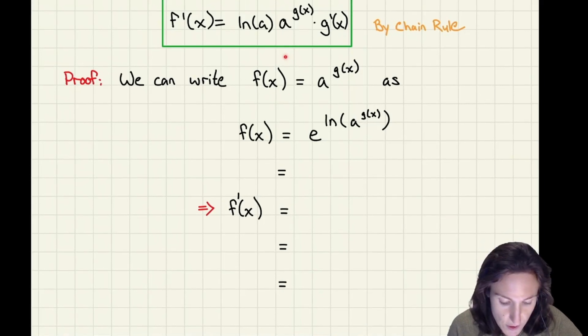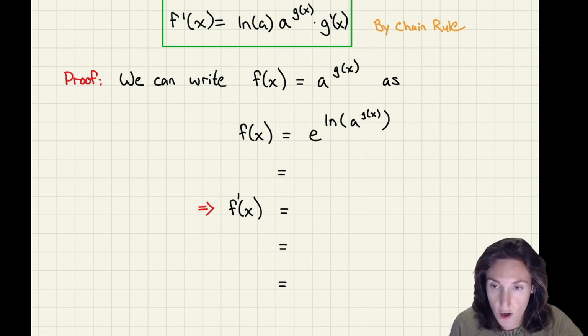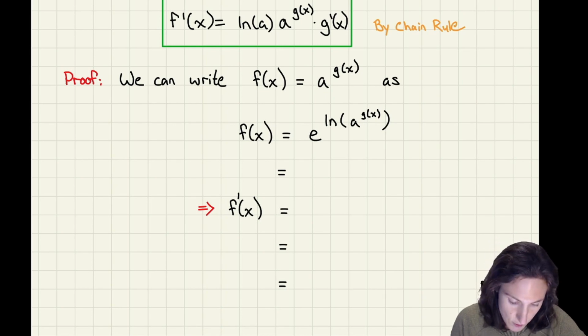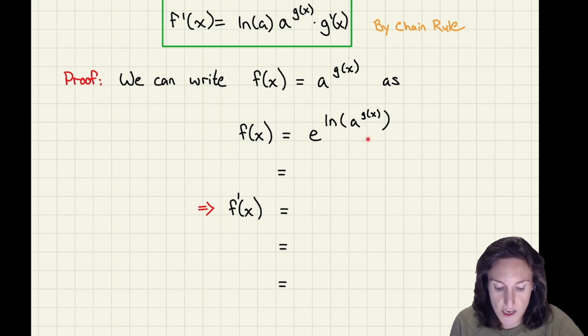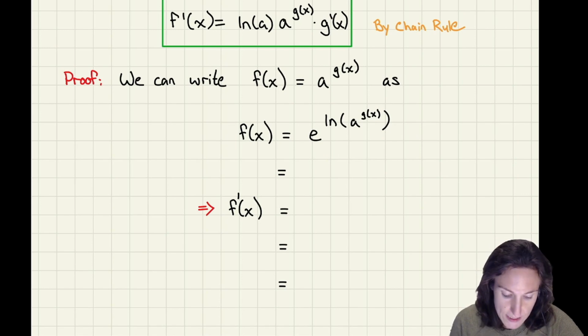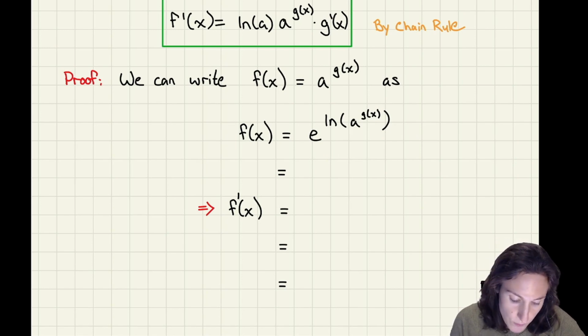So if this is the function that we have, what I can do is I can take e to the ln, because that's just 1. It's like they cancel. So I can express a to the g of x as e to the ln a, to the g of x. And this was something that we looked at, this change of base. We looked at it before.